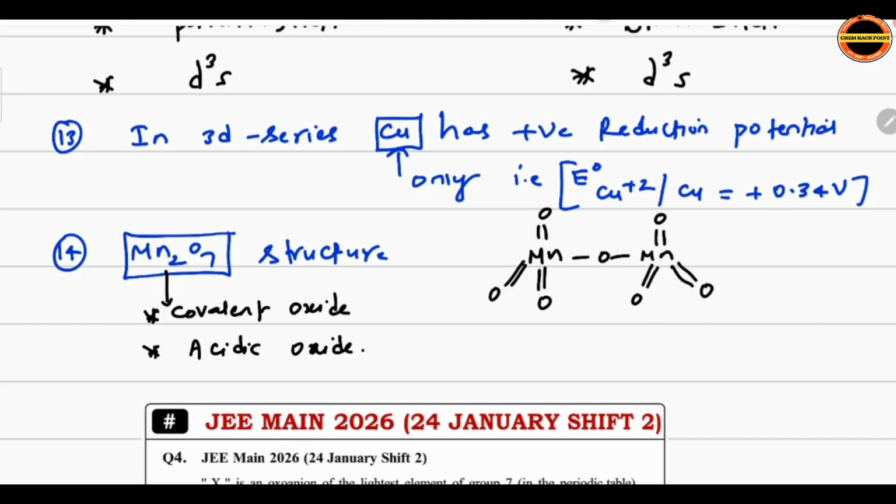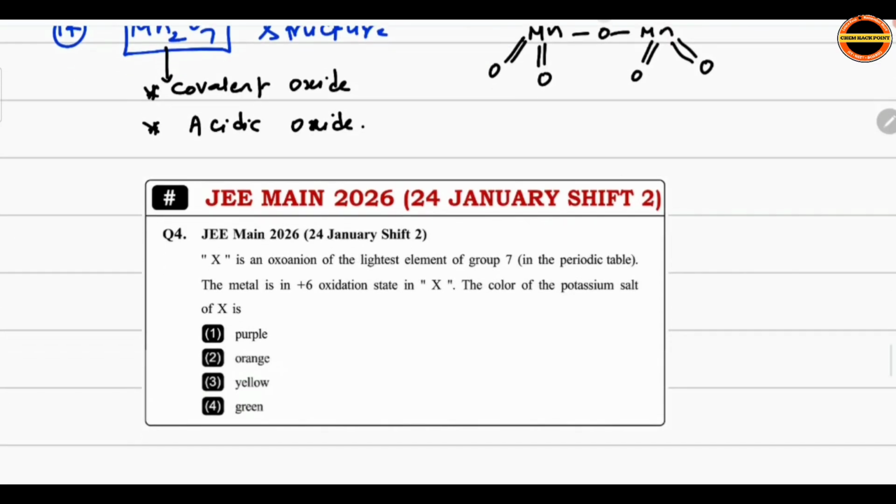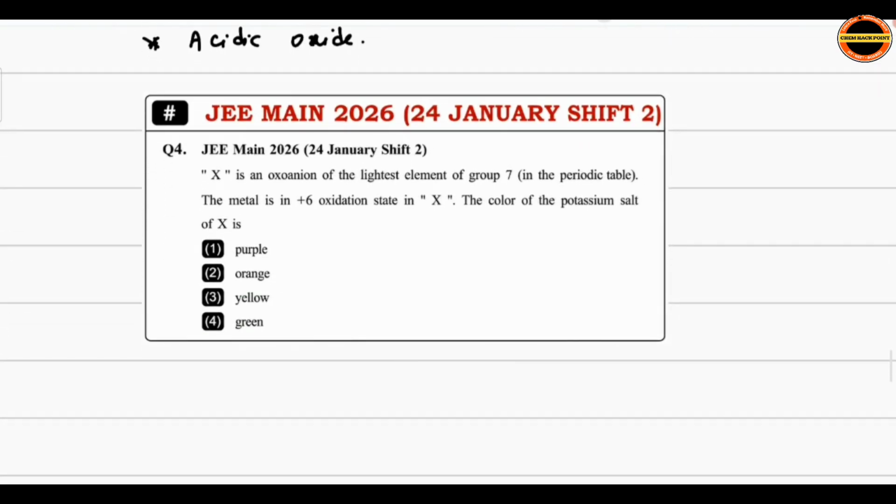So there is an Mn-O-Mn bridge, one bridge in between this. Okay, now you see the JEE Mains 2026, 24th January shift 2 question. X is an oxoanion of the lightest element of group 7. The element is in +6 oxidation state. The color of the potassium salt of X is? So they are asking about the color of the potassium salt of X.